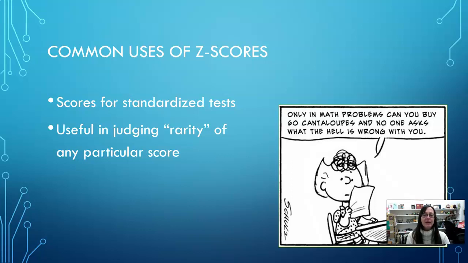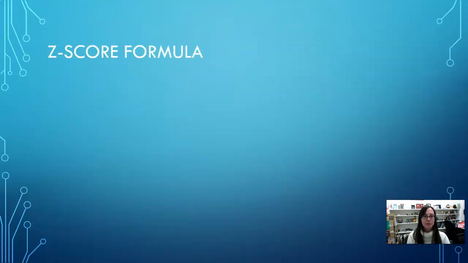Being 3 standard deviations above the mean or 3 standard deviations below the mean is very rare compared to being 1 or less than 1 standard deviation above or below the mean. That's a very common place to be. So your Z-score will tell you how rare your individual score is compared to the overall mean and the rest of the people.